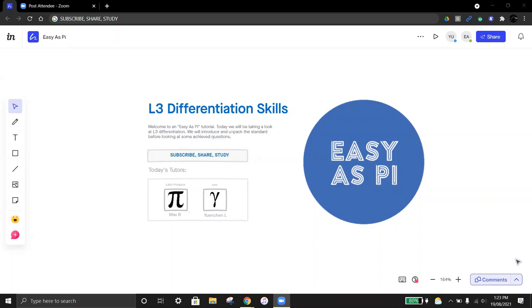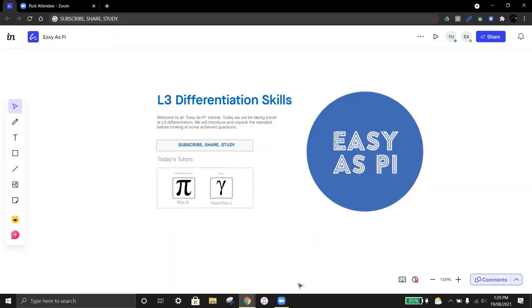Today we'll be looking at Level 3 Differentiation and we'll introduce and unpack the standard before looking at some questions. So today, helping me out, I've got my friend Yunchen with me and of course myself, Max, and we just hope this tutorial helps you out.